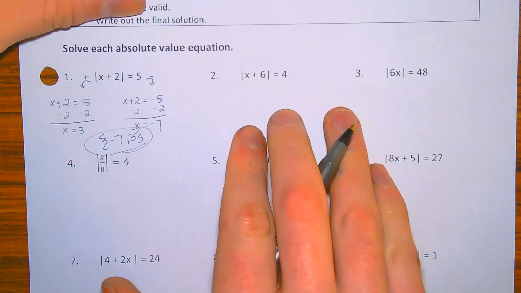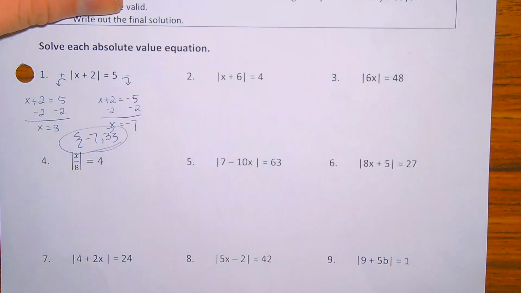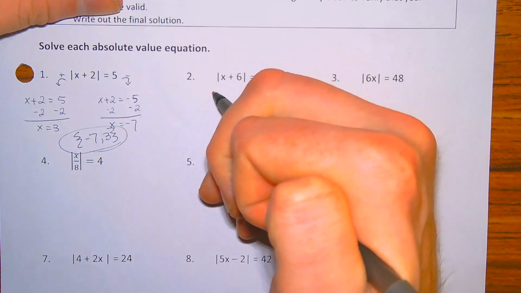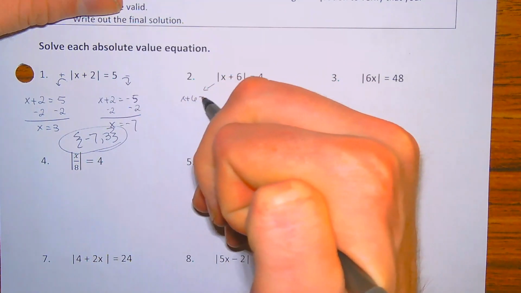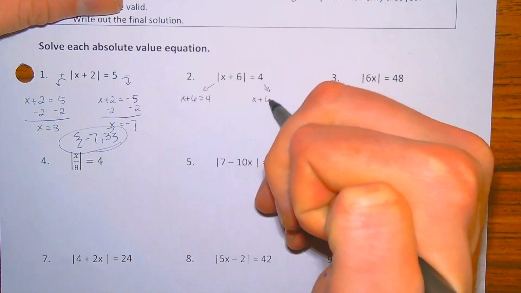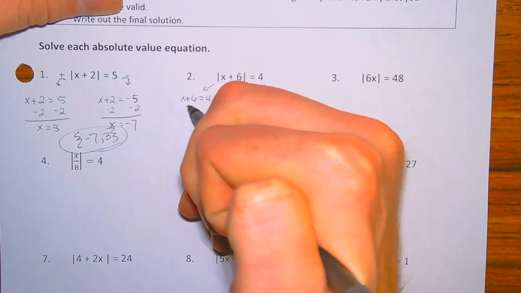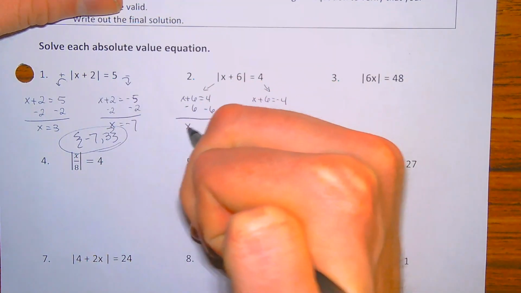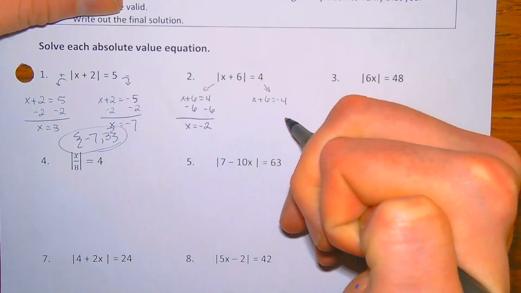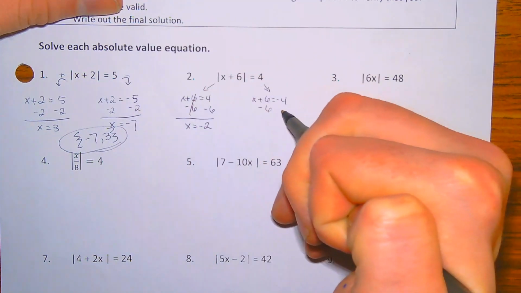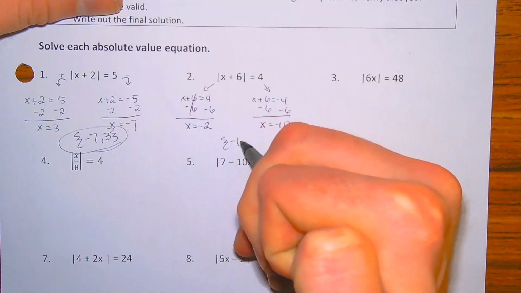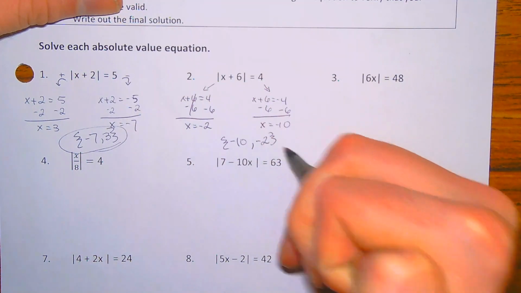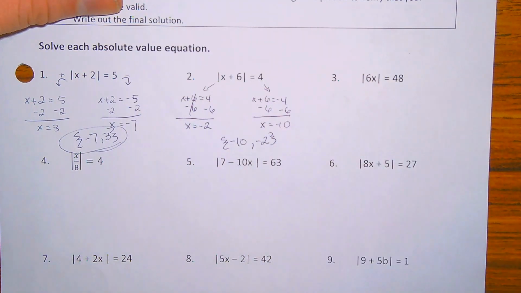Now we go on to number 2, and we do the same exact steps as previously. We separate it into a positive and a negative case. x plus 6 equals 4. x plus 6 equals negative 4. Solve your equation. Minus your 6. x equals negative 2. Minus your 6. x equals negative 10. And remember, we need to put it in the squiggles so that we're correct all the way. The order in which you put the numbers doesn't matter. All that matters is that you have both of them in there.